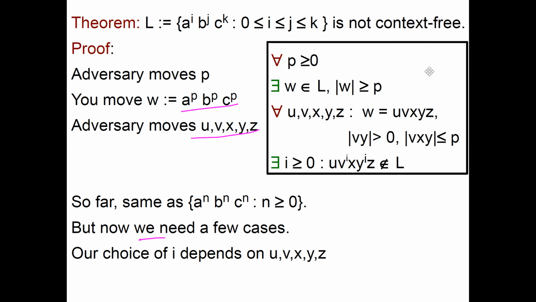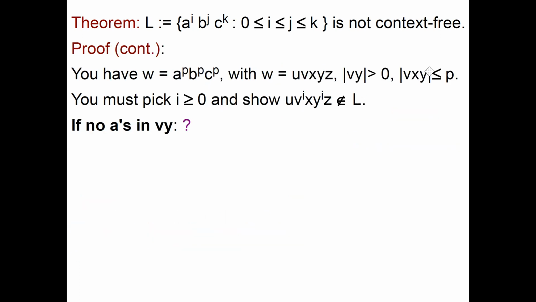But now we need a few cases. The choice of i will not be fixed. Just like in a chess game, the move that you make will depend on the move of the adversary. I can't just pick an absolute choice like i equals 2. This is a setting in which things get a little bit more complicated. Our choice of i will depend on the decomposition, on the move of the adversary. Okay? So where do we stand? We have w is the string here, this decomposition, and we have to pick i and show that this pump string is not in L.